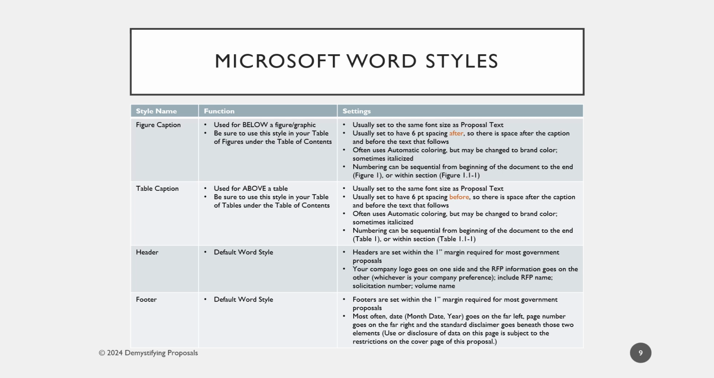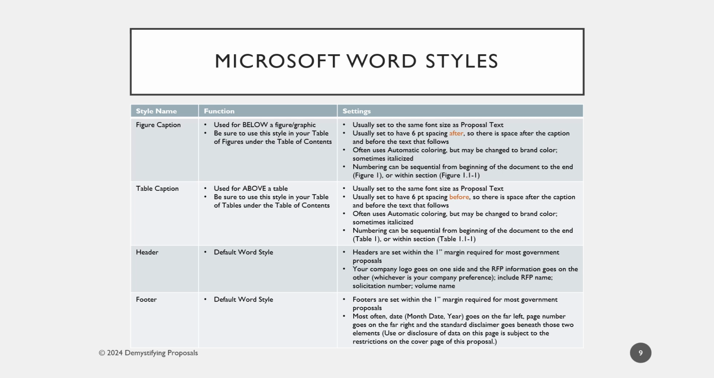By the same token, you can have a table caption. Often you can use the default caption for the table caption because the default caption usually has space before it, which is what you want to have for a table. I would recommend that your table caption and your figure caption be formatted the same way. So whether that's automatic coloring or brand coloring, whatever the font is, whether it's italicized, and again, however you number your figures, you should number your tables the same way.